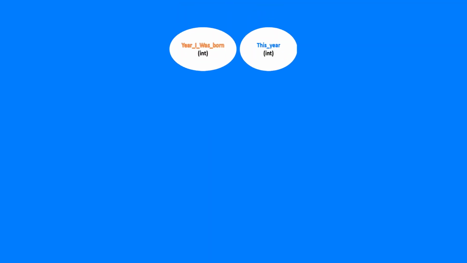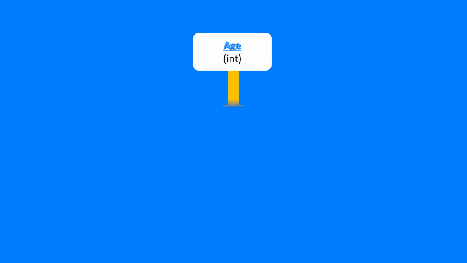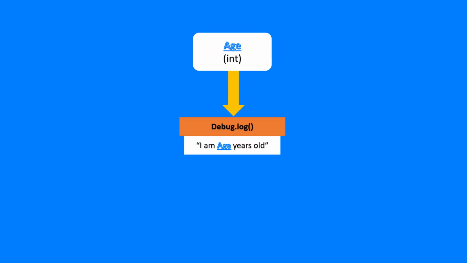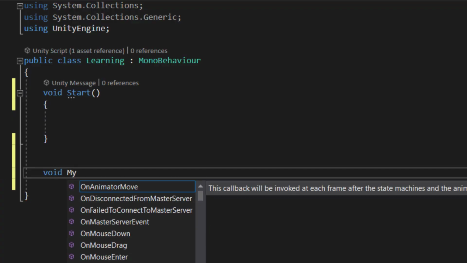Well, imagine we have two integers: the year I was born and this year. We give them to a method named myAge. The method is going to subtract these two integers and return a new integer named age. Later, we are going to give this integer to debug.log to print a message such as "I am age years old."